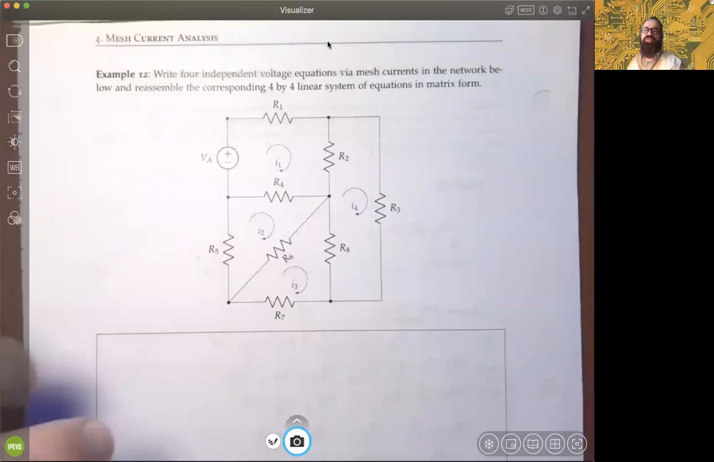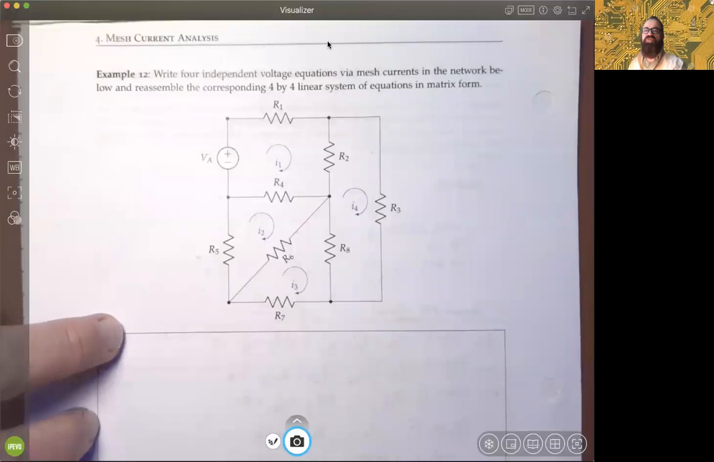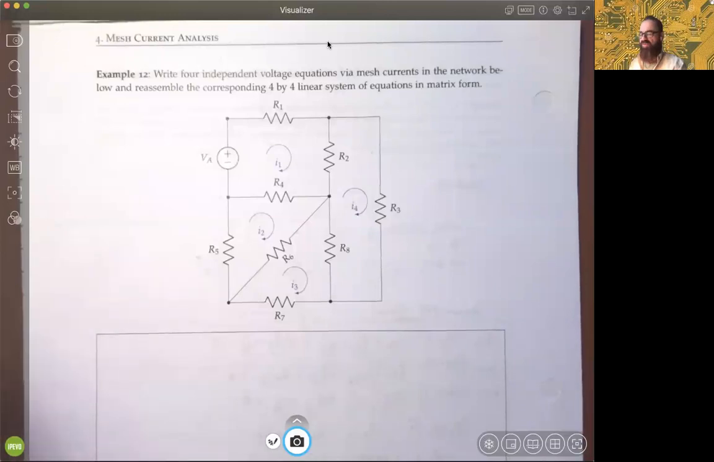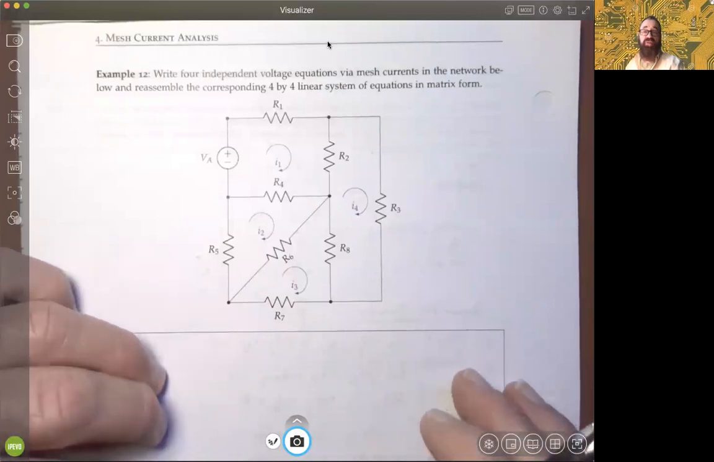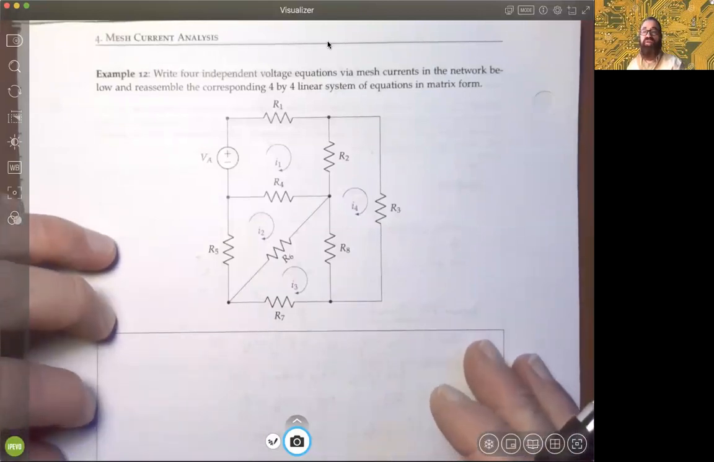So finishing up our introductory section on mesh currents, we're going to do a couple more examples just to make sure we're comfortable with this approach, which, remember, is an alternative to node voltage analysis to find currents and voltages in more complicated circuits that don't have resistances that are in series and parallel.